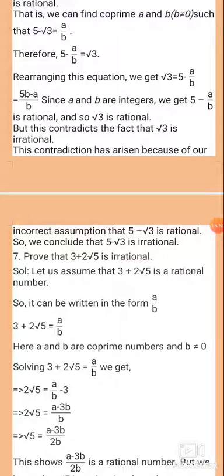We get, which implies, 2 root 5: keep 2 root 5 on one side and 3 on the other side, a by b minus 3. That is 2 root 5 is equal to a minus 3b by b. Now at last, root 5 is equal to a minus 3b by 2b.